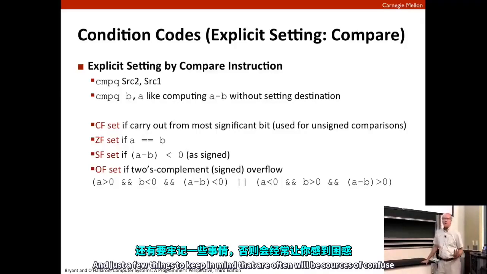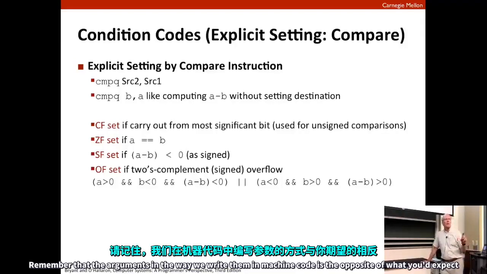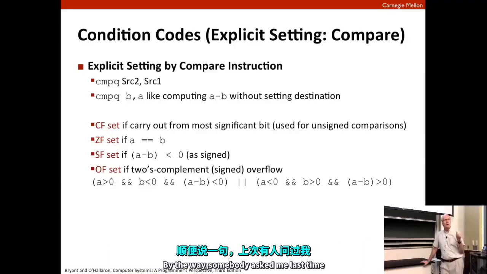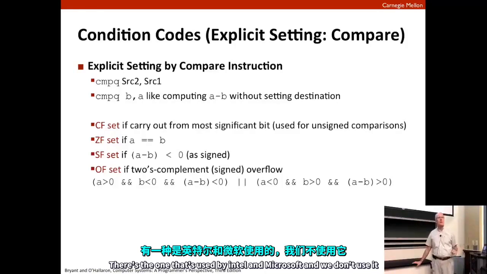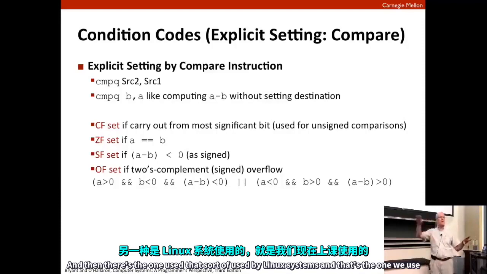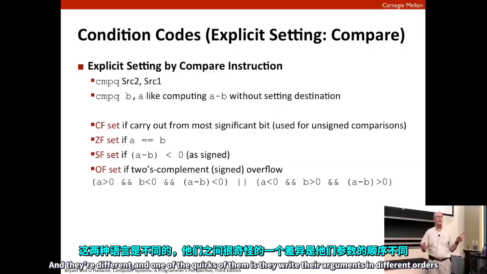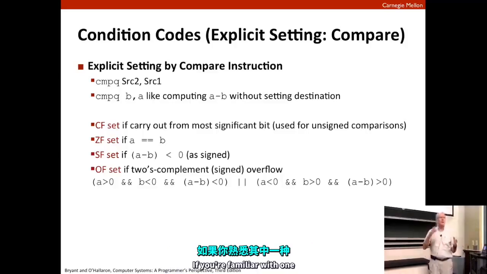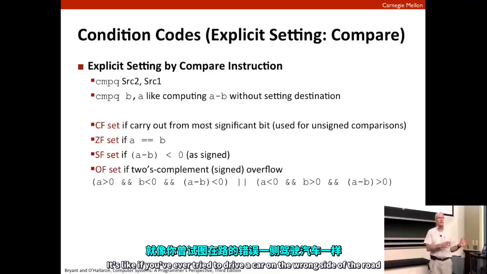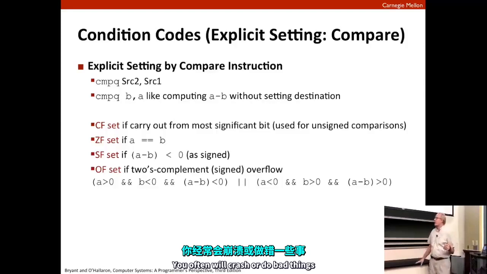A few things to keep in mind that are often sources of confusion: remember that the arguments, the way we write them in machine code, are the opposite of what you'd expect. By the way, somebody asked me last time, there are two dialects of assembly code used on x86 machines. There's the one that's used by Intel and Microsoft, and we don't use it. And then there's the one used by Linux systems, and that's the one we use. They're different, and one of the quirks is they write their arguments in different order. It will drive you crazy trying to read. If you're familiar with one, it's like trying to drive a car on the wrong side of the road. You often will crash or do bad things.